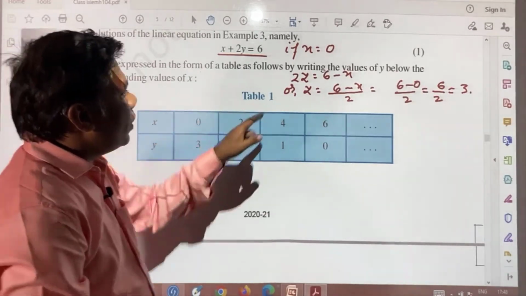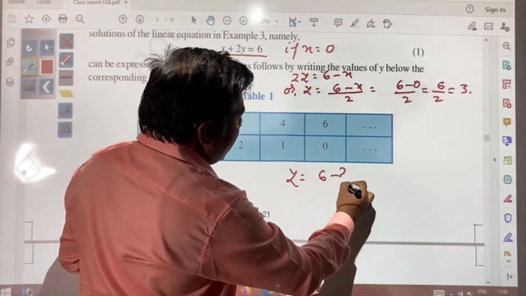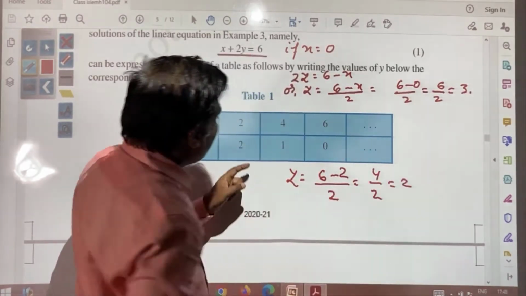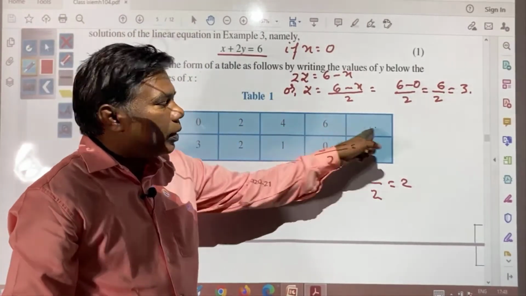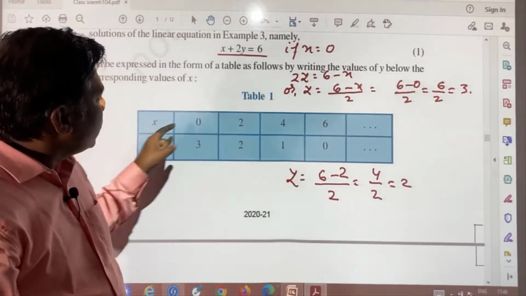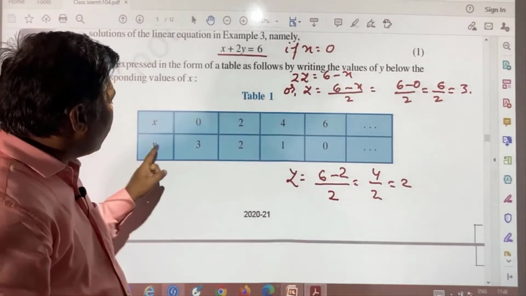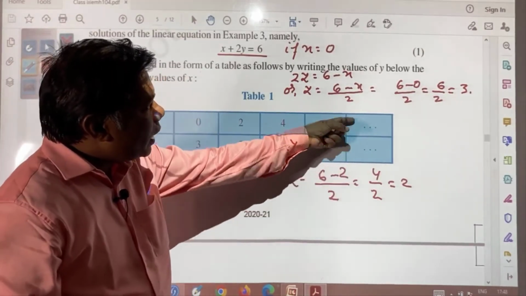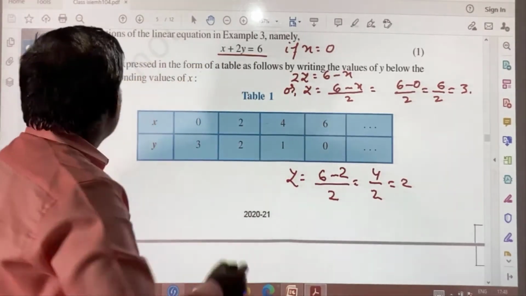In the same way, when you are putting x = 2, in this case you will have 4 by 2, which means 2. In the same way, if you are assuming whatever numbers for x, you will get the corresponding value of y. Suppose x = 4, y = 1; x = 6 and y = 0. Whatever numbers you are getting here, these all will satisfy the equation x + 2y = 6.